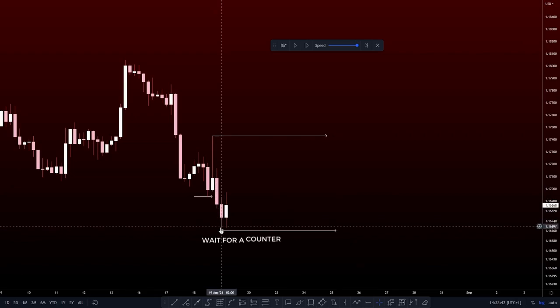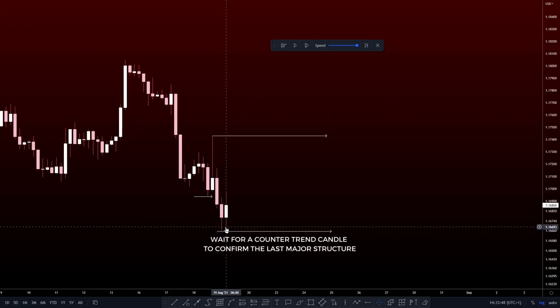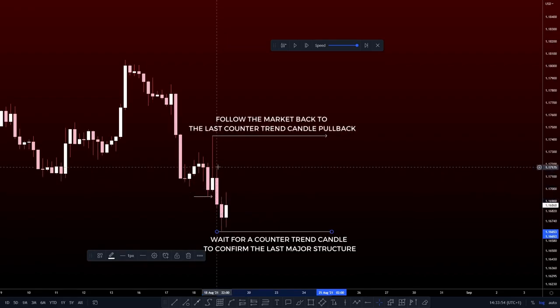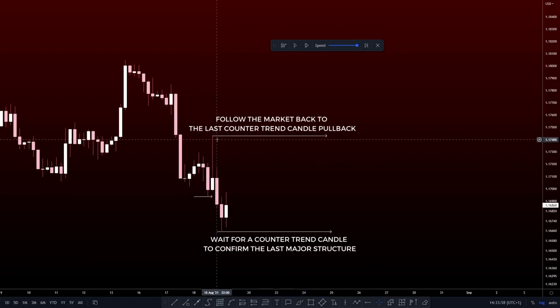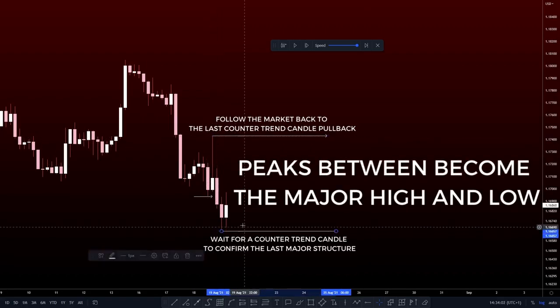We then wait for a counter trend candle pullback like so. So you can see that this was the extreme point. We then get a wick that is pulled back. We can then follow the market back to the last counter trend candle, which was here. And the highest point then becomes the last major high.